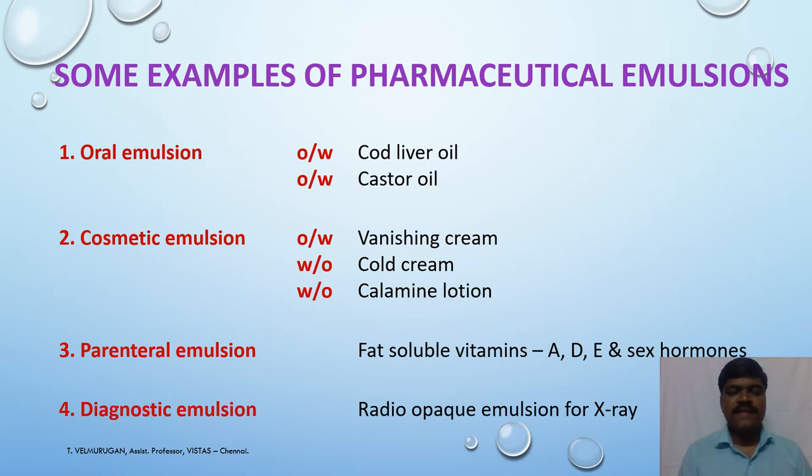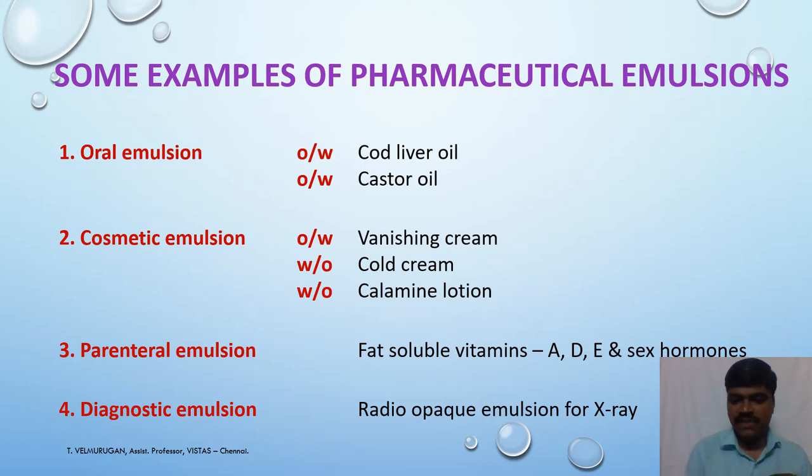Some examples of pharmaceutical emulsions. There are so many pharmaceutical examples, like oral emulsion, cosmetic emulsion, parenteral emulsion, then diagnostic emulsion. These pharmaceutical emulsions are available in the market. In that, we'll see some examples. One is cod liver oil, another one is castor oil.